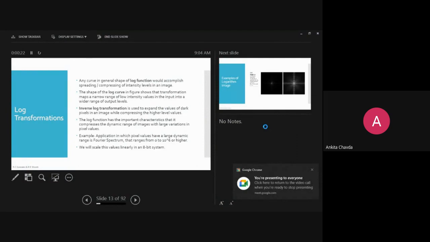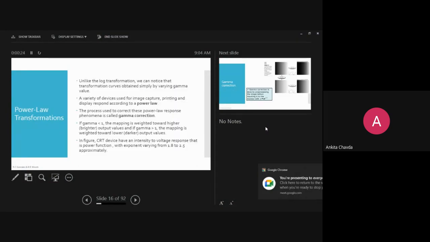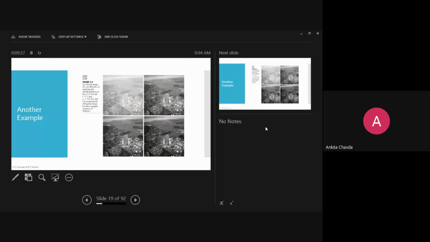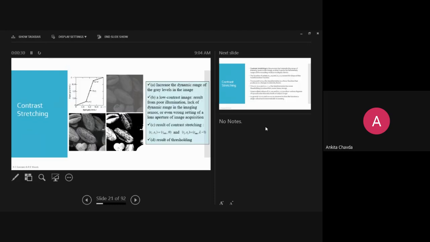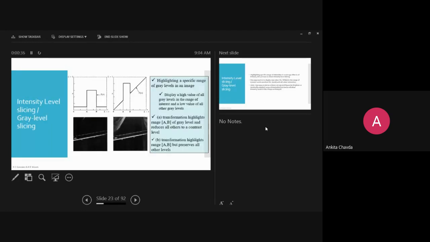After that, we have seen one of the piecewise linear transformations, that is contrast stretching. And we were on this topic, intensity level slicing or gray level slicing. Many times it is not necessary that you need to stretch each and every pixel. You have some range, between these two, and only this I need to stretch. So this is the example of gray level slicing.